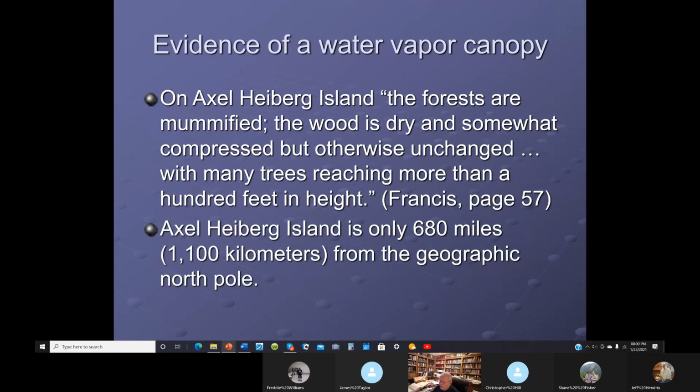Axel Heiberg Island is only 680 miles, or 1,100 kilometers, from the geographic North Pole. That's pretty far north, right? Any questions or comments?